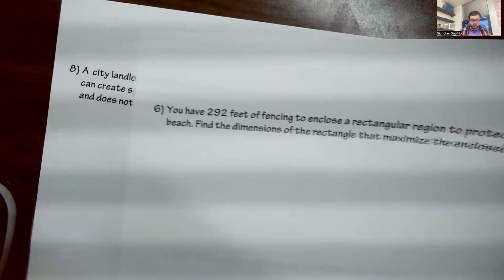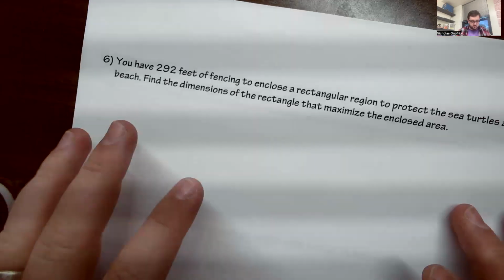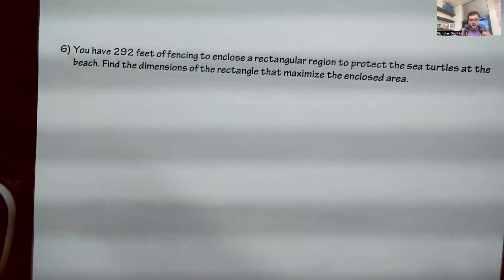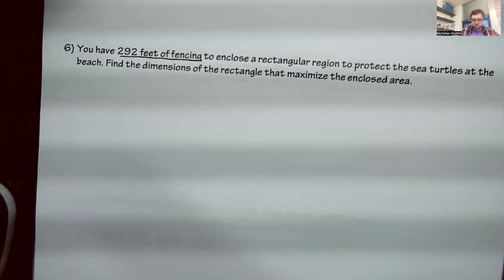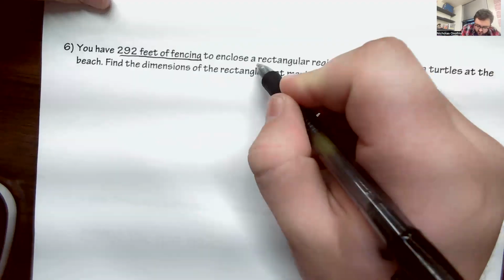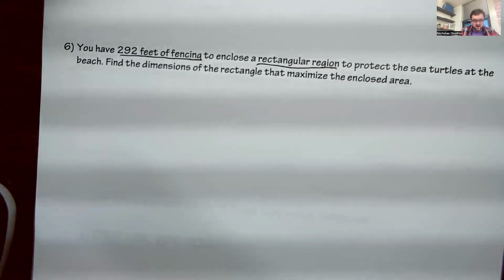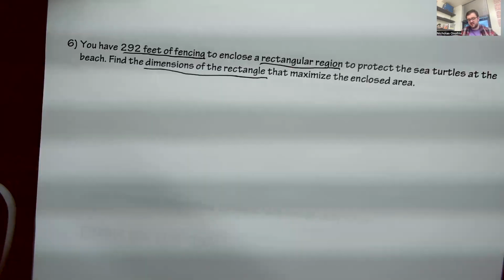We are going to start with problem number 6 on your piece of paper. We are told you have 292 feet of fencing to enclose a rectangular region to protect the sea turtles at the beach. Find the dimensions of the rectangle that maximize the enclosed area.